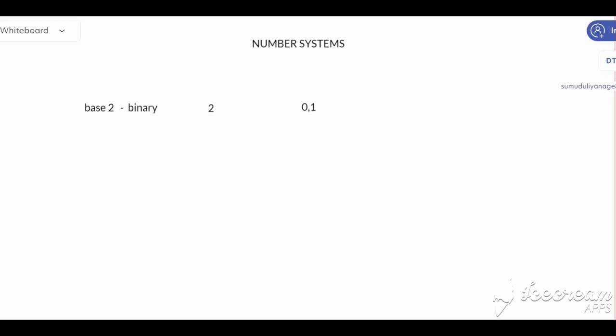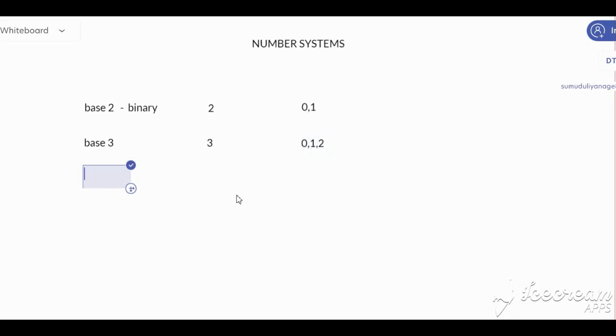In the same manner we can have the base 3 number system, right? I don't know a specific name for that, but we can use base 3. For the base 3 number system you can have 3 symbols, and what are they? You can have 0, 1 and 2.